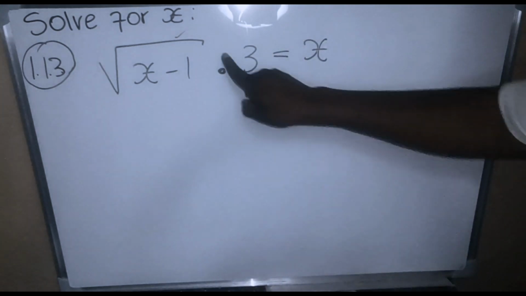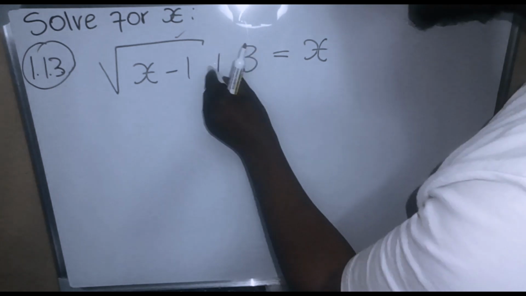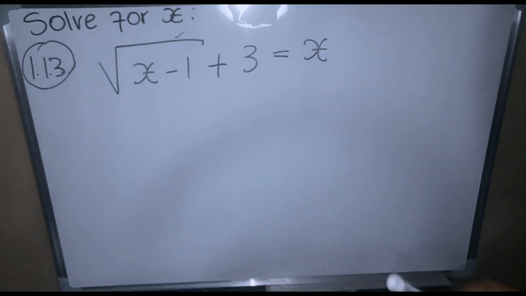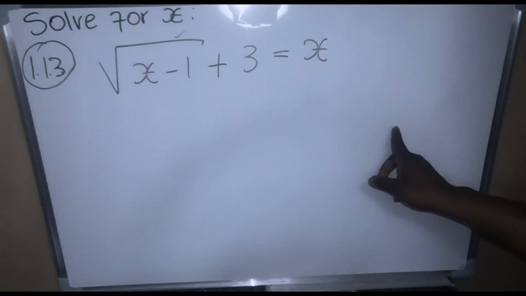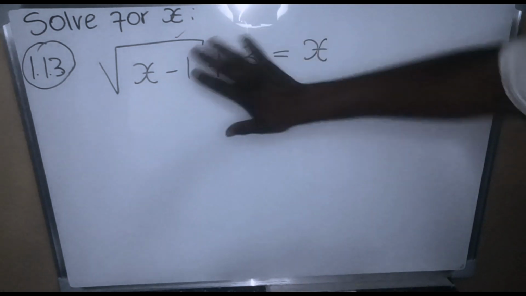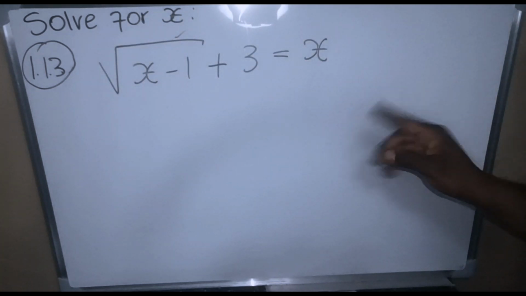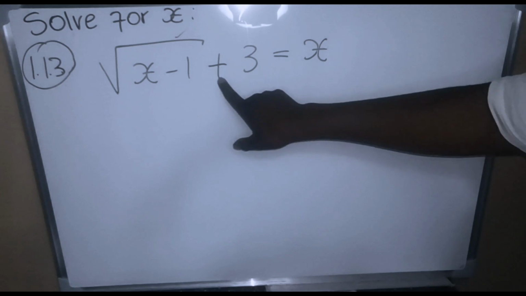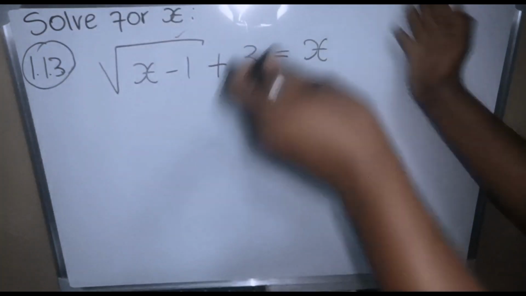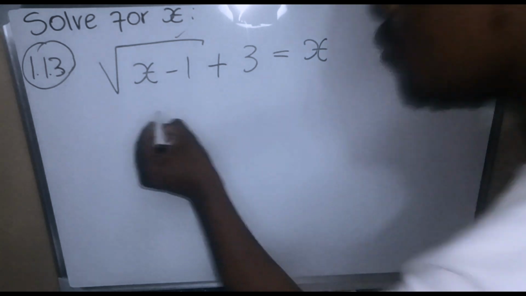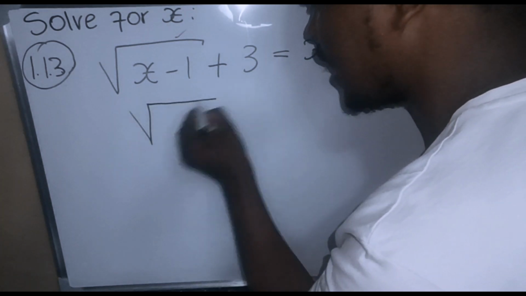But now we are having positive in the middle. It's going to change the narrative, okay? Yes. If you have positive or negative, you must transpose it to the other side and be left with this thing only. But if you have multiplication in the middle, you just square both sides and finish off everything properly. So now you must transpose this positive 3 to the right here.